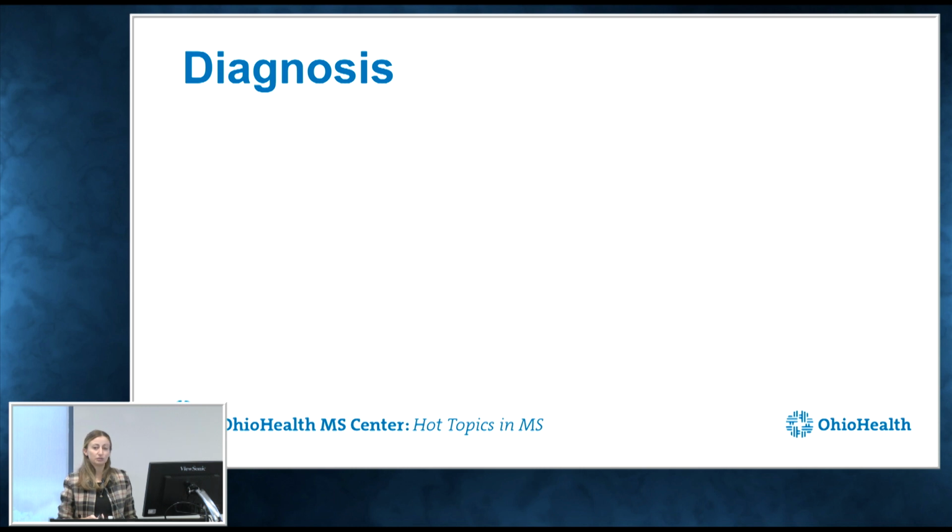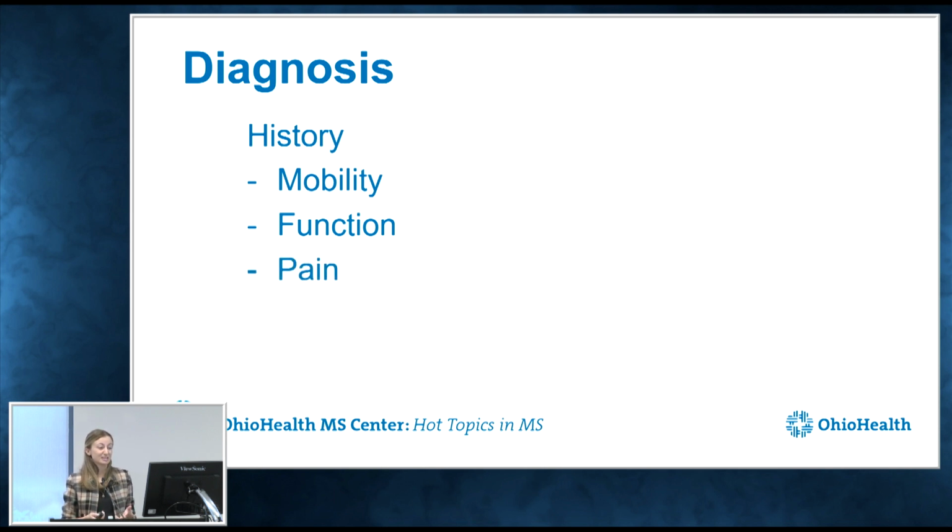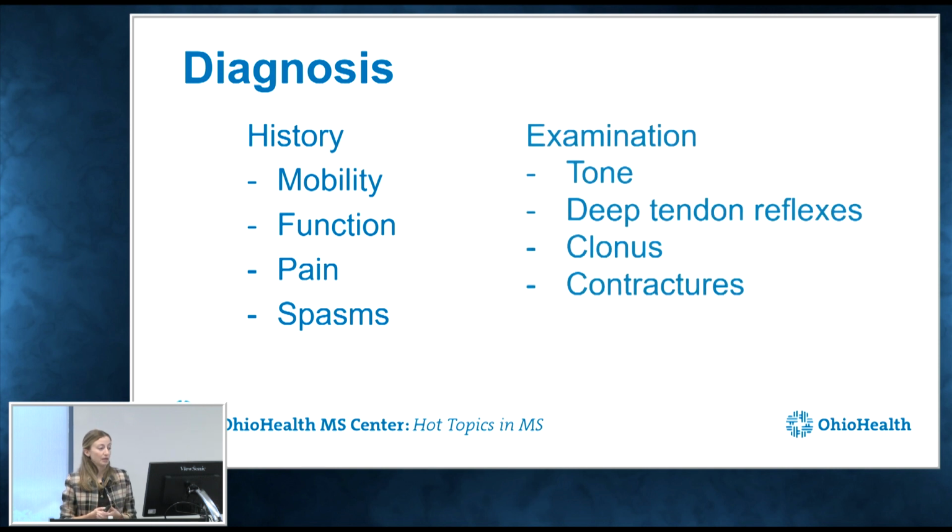When it comes to diagnosing someone with spasticity, there's not tests that we use or imaging that tells us that someone has spasticity. It's really about the history, what the patient is telling us. So we're going to ask about mobility and functioning of arms and legs. We're going to ask about pain and muscle spasms, which are intermittent contractions of the muscles that cause pain and discomfort. And then on examination, we're going to look at a lot of different things.